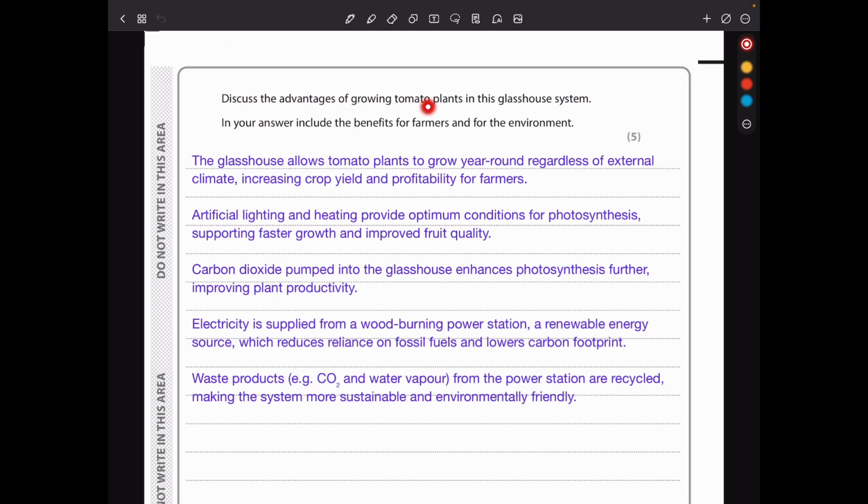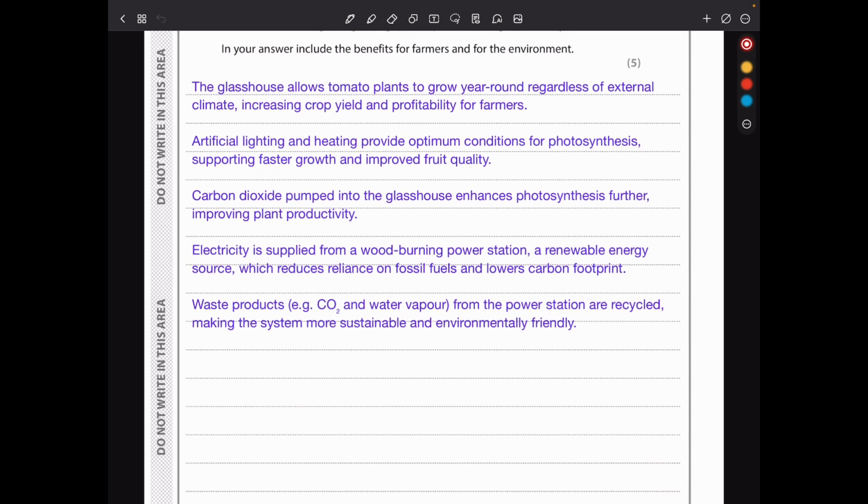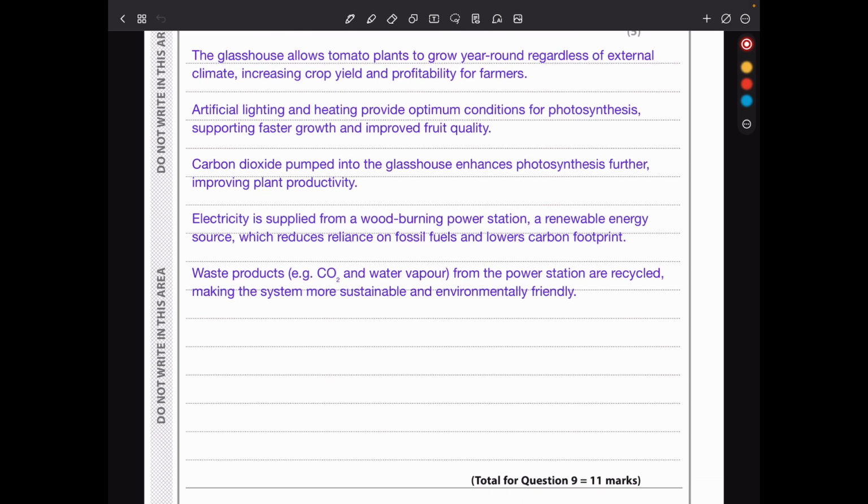They say discuss the advantages of growing tomato plants in this glass house system. In your answer, include the benefits for farmers and for the environment. So I say the glass house allows the tomato plants to grow year-round regardless of external conditions or climate. This could be external temperature, increasing crop yield and profitability for farmers. Artificial lighting and heating provide optimum conditions for photosynthesis, supporting faster growth and improved fruit quality. This is going to be for lighting, light intensity, and for heating, of course, it's going to be the optimum temperature. Carbon dioxide pumped into the glass house enhances photosynthesis, further improving the plant productivity.